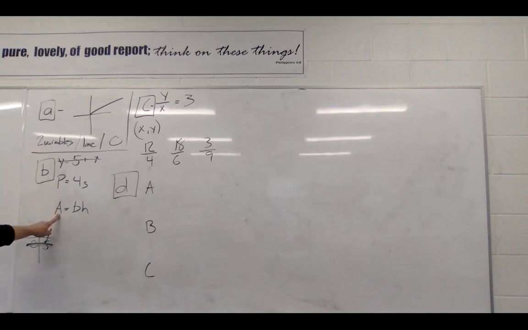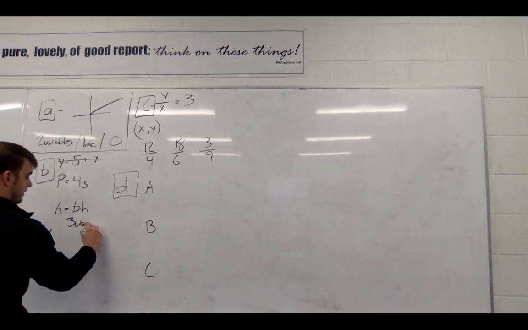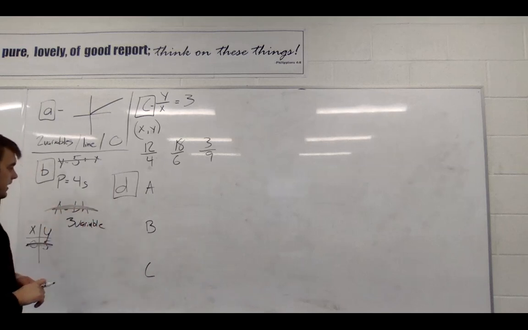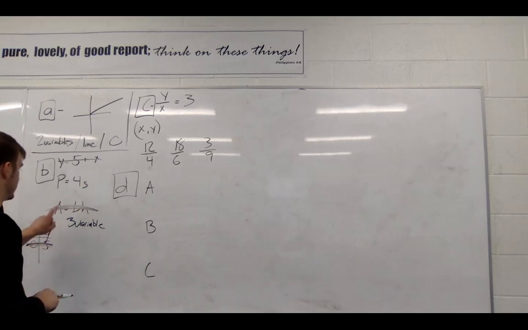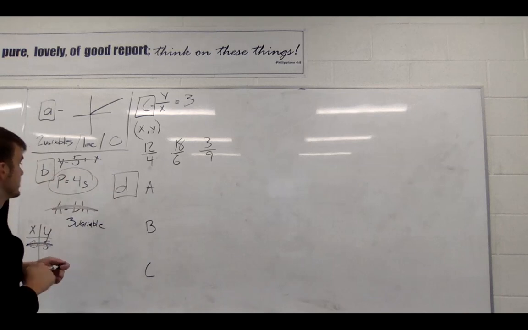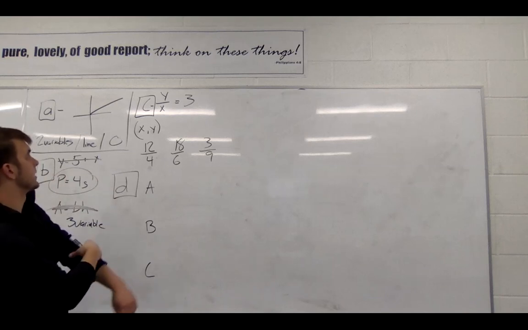Well, the area is going to change. The area is going to change based off of these numbers. What is the base? Well, the base could change because the base is always changing. And what's the height? Well, the height's changing. So this is three variables. It does not work. You can't do that for a proportional equation. That will not work. So it has to be this one by process of elimination.